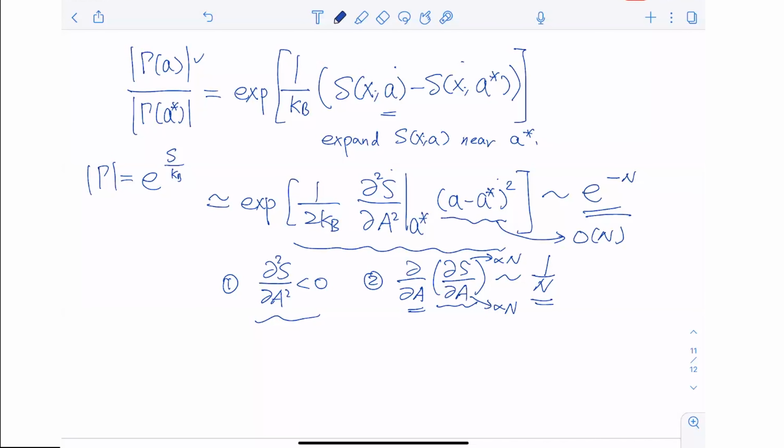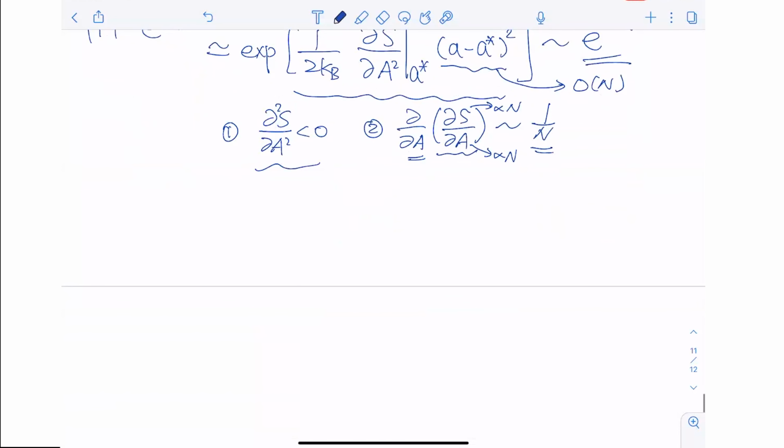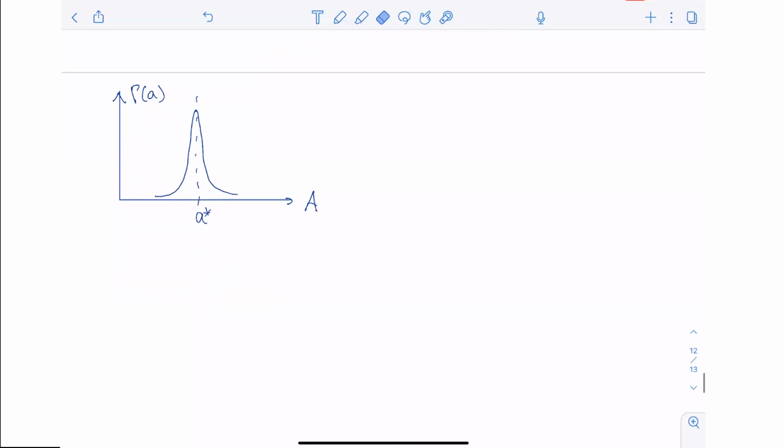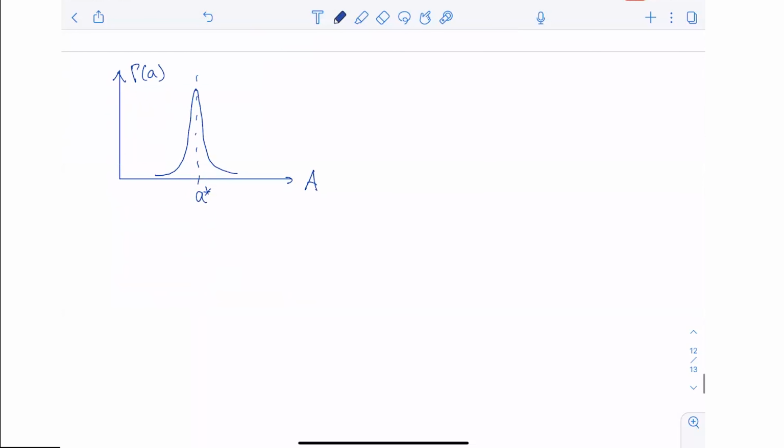So what does that mean? It means that, let me try to draw that. Maybe I should not say this, but okay, let me try to illustrate the idea. The idea is that, again, this phase space volume is sharply peaked around the equilibrium value A star. So I'm going to write down something and explain it backwards.